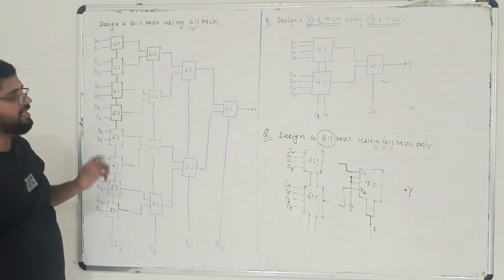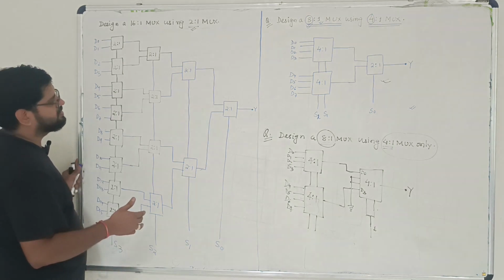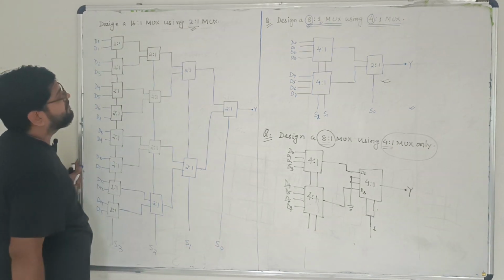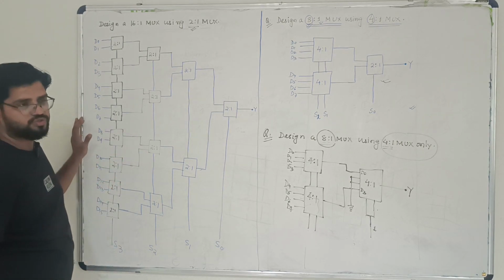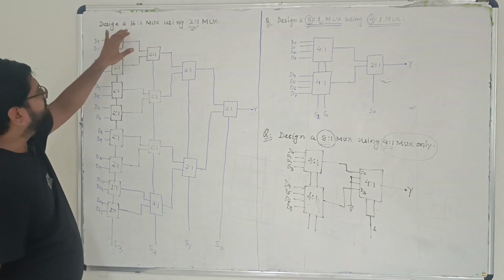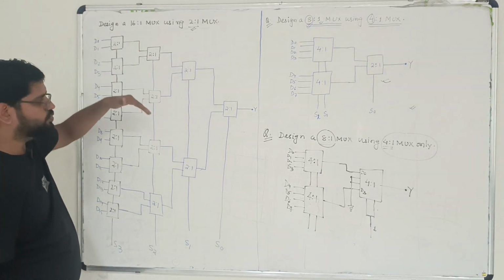This sometimes comes as a short question or MCQ in various examinations, such as GATE or IES, asking how many 2:1 mux are required in order to design a 16:1. Similarly, you can have the question, how many 2:1 mux are required in order to get 8:1. So that you need to think of.